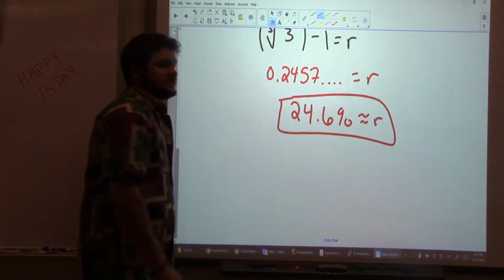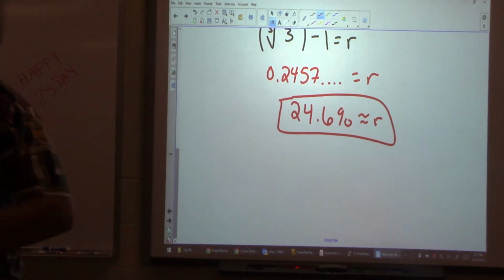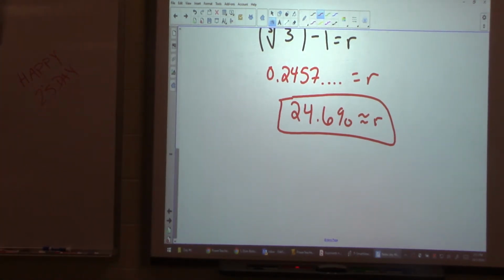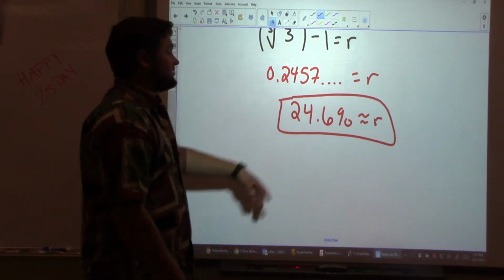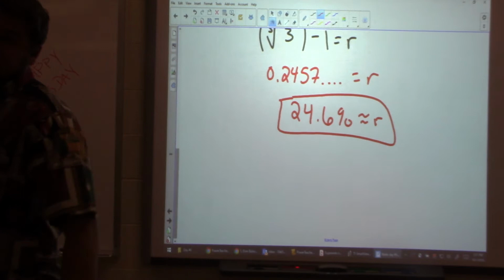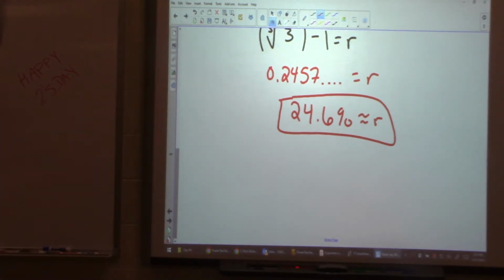So please write it as a percent, right? They've been giving us all rates as a percent. You should write any answer you're looking for a rate as a percent as well. Because it doesn't tell us what to round to, I would take 25. On the test, it should tell you what to round to.